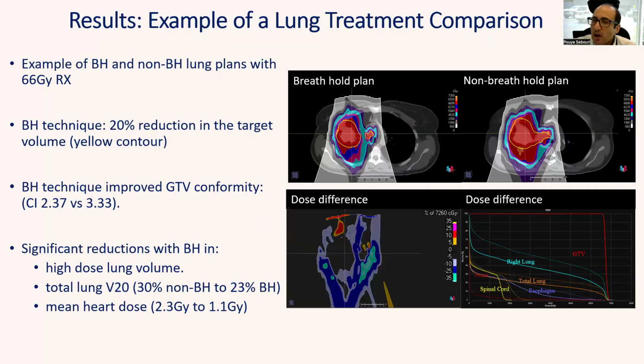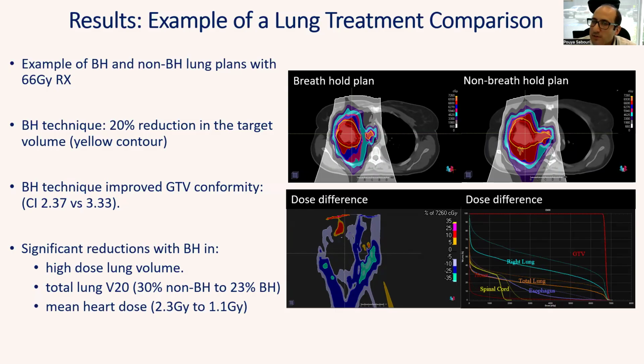This is an example of a lung patient where we compared the breath hold plan to a non-breath hold plan, both prescribing the same dose, 66 gray. So you can see the breath hold plan on the left and the non-breath hold plan on the right. One of the first things to notice is that using breath hold allowed us to reduce the target volume by about 20% in this case. That's the yellow contour you see. And the tumor motion range is more controlled during the breath hold. So as a result, we don't have to account for as large an uncertainty, and hence we have a smaller target.